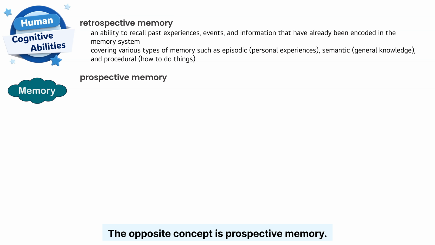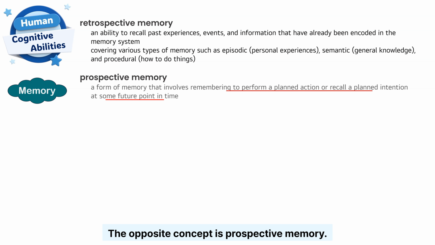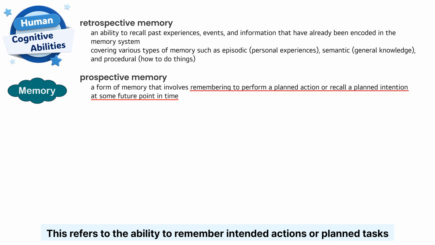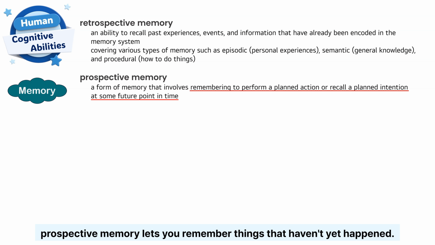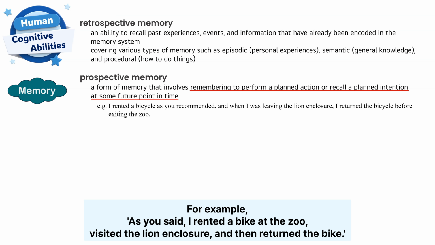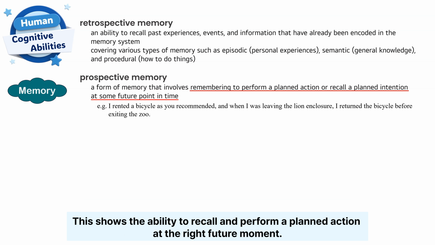The opposite concept is prospective memory. This refers to the ability to remember intended actions or planned tasks that you need to carry out at a specific time in the future. Unlike retrospective memory, which recalls past information, prospective memory lets you remember things that haven't yet happened. For example, as you said, I rented a bike at the zoo, visited the lion enclosure, and then returned the bike. This shows the ability to recall and perform a planned action at the right future moment.